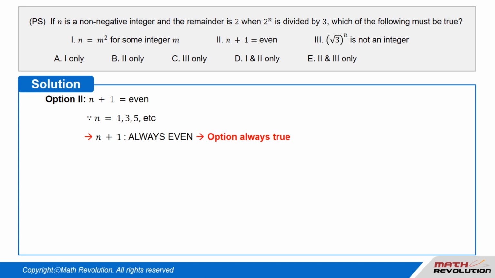Option 2. n plus 1 equals even. As the possible values of n are 1, 3, 5, and so on, n plus 1 will always be even. Thus, this option is always true.